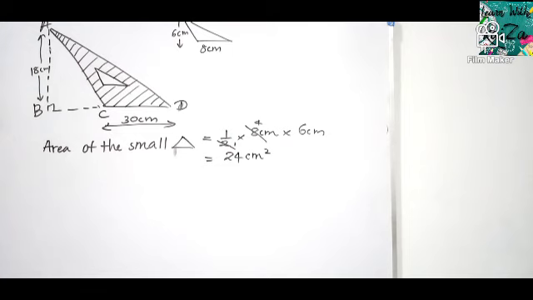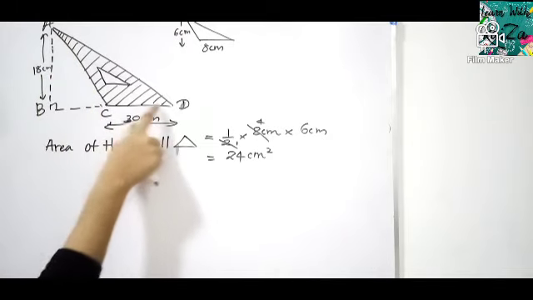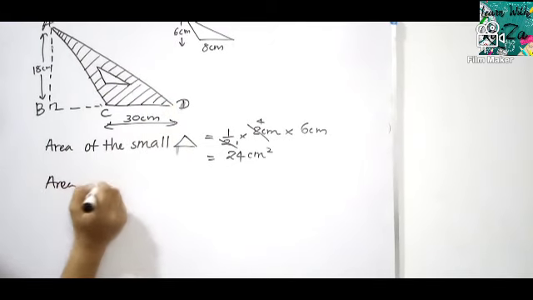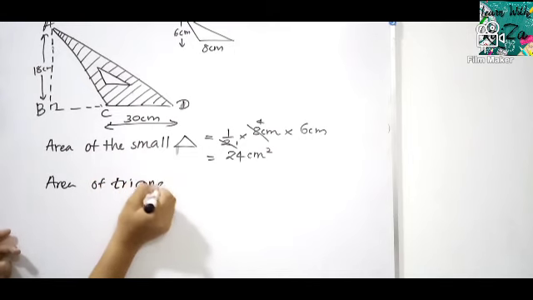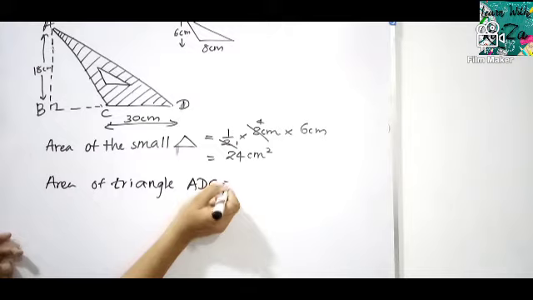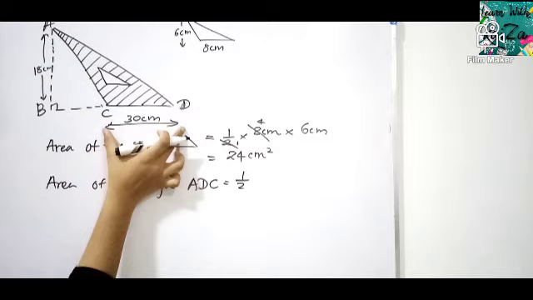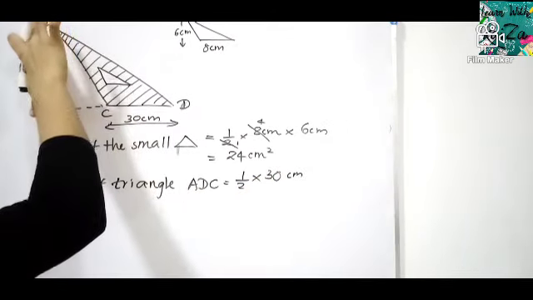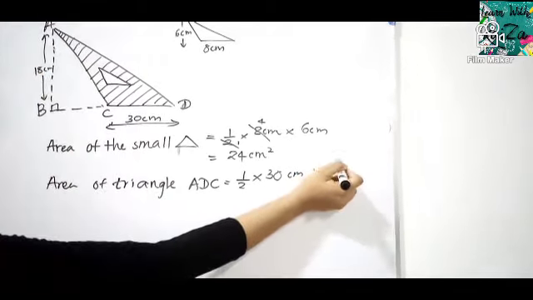Okay. Now what you have to do is find the area of this obtuse triangle ADC. Area of triangle ADC. It is an obtuse triangle. What is the equation? Same equation. Half into base into height. So what is the base? 30 centimeters. What is the height? Look, this is the height. This is the perpendicular height. Here perpendicular, 90 degrees. So 18 centimeters.